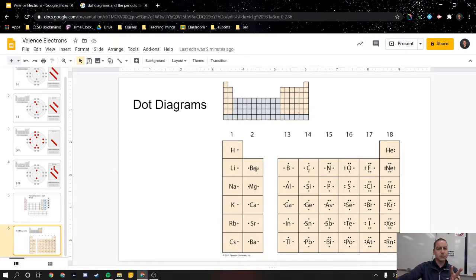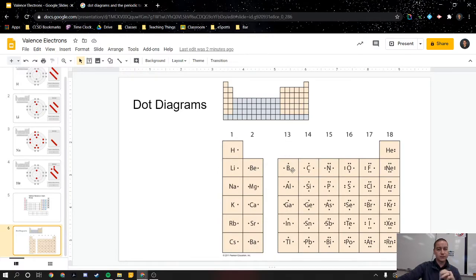And notice how I don't put the dots beside each other. I put it on the opposite side, or just any side that's not the side that the dot is already on, if that makes sense. Don't pair up any electrons until you've filled up all 4 sides. That is very important for what we're going to talk about later after this unit. So group 2 has 2 dots. They're not beside each other.